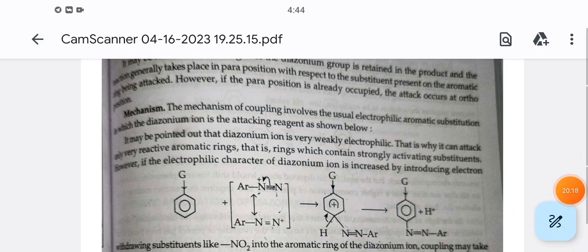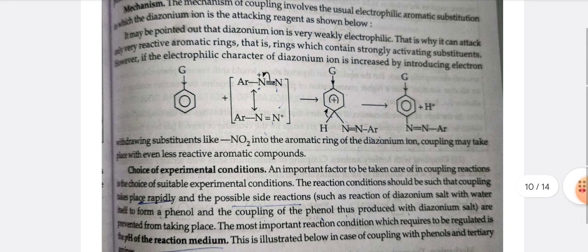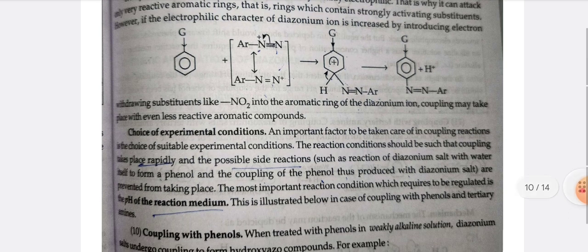The mechanism of coupling involves the usual electrophilic aromatic substitution in which the diazonium ion is the attacking reagent, as shown below. It may be pointed out that the diazonium ion is very weakly electrophilic. That is why it can attack only very reactive aromatic rings, that is, rings which contain strongly activating substituents. However, if the electrophilic character of the diazonium salt is increased by introducing an electron withdrawing substituent like NO2 in the aromatic ring of the diazonium ion, coupling may take place with even less reactive aromatic compounds.